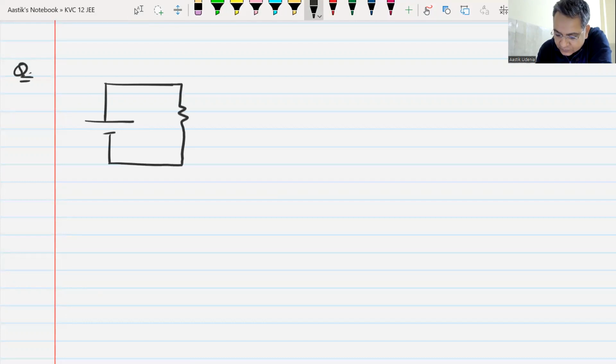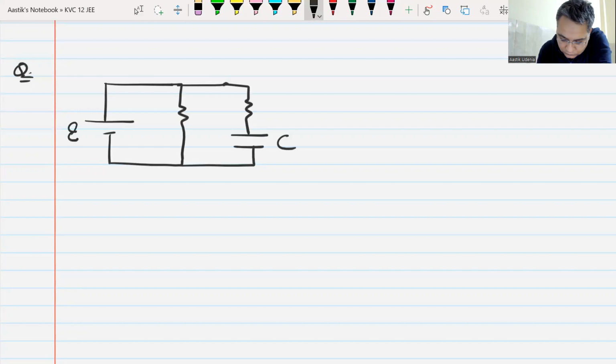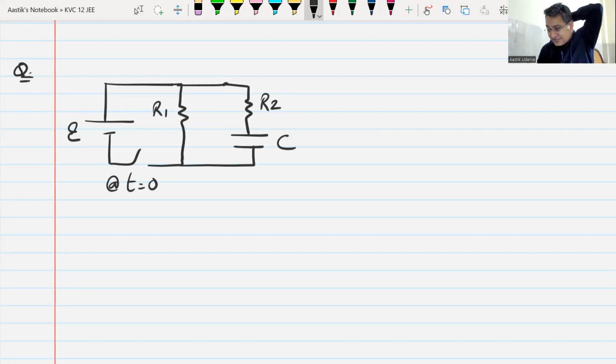We had done some question like this in the previous class. There was a switch. Do we remember such a question? At time t equal to 0, the switch was switched on. Then you had to find the current in all the branches at time t equal to 0 and at time t equal to infinity. Yes or no? Do we remember this, or have we forgotten it?